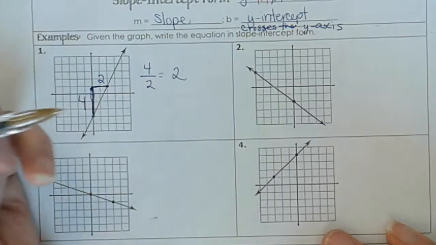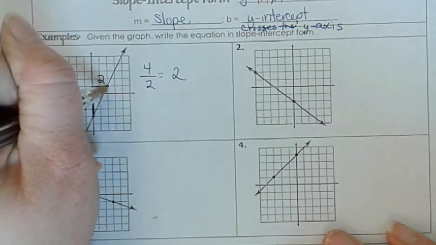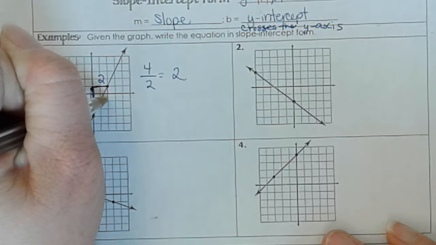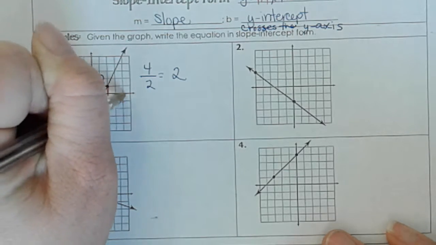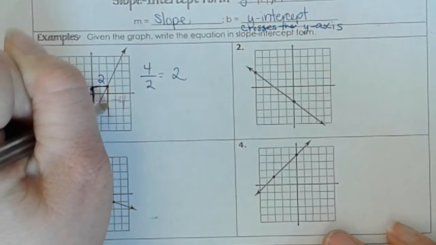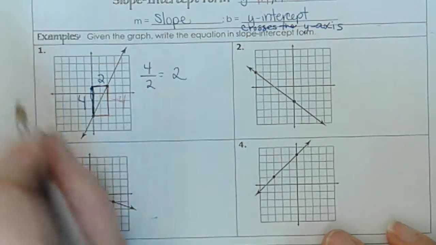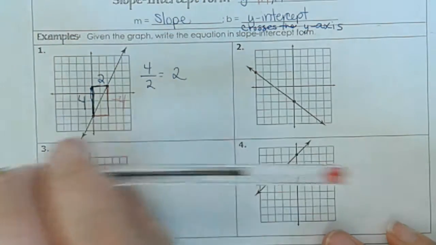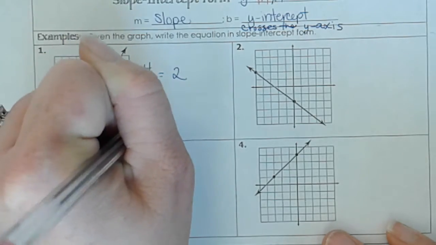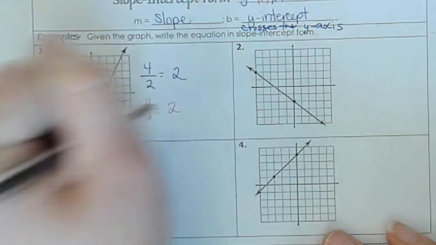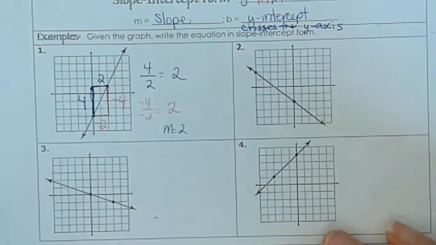Now some people say, but I counted the other way, right? I counted from this point to this point. That's fine, so let's count that way. 1, 2, 3, 4, and we went negative 4, right? Because we went down. That's negative in the y direction. And then we went 1, 2, and we went negative 2 because negative x would be that way. So we'd get negative 4 over negative 2. Oh, look, negative 4 divided by negative 2, still 2. So the slope of this line is 2.